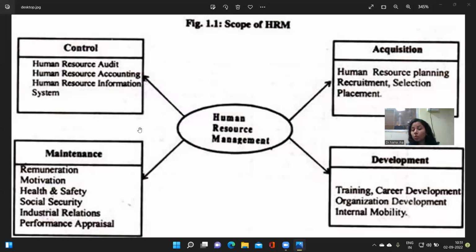So these are the main primary scope of HRM. In these parts HRM works. But other than that, NIPM has also given 3 aspects of HRM that we will be discussing in my next video.